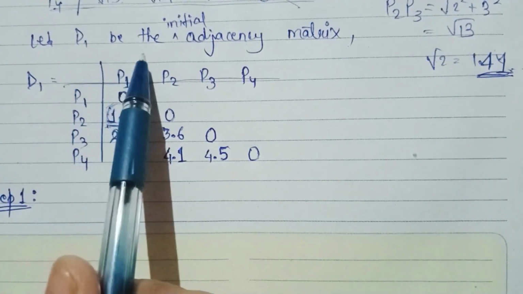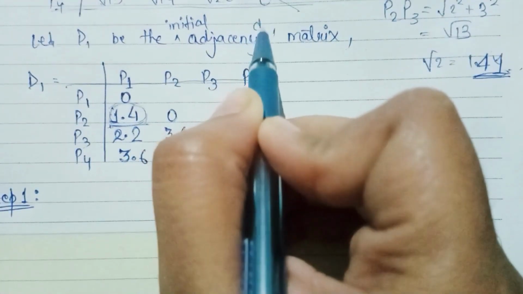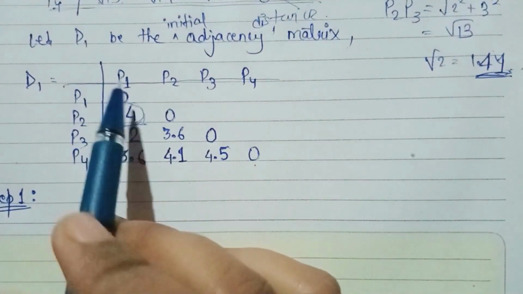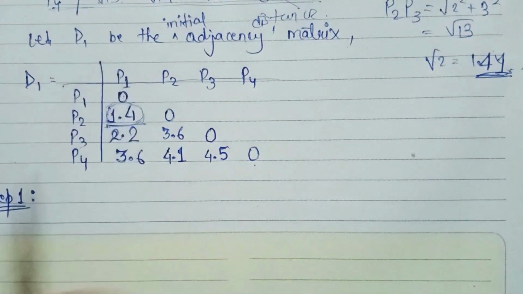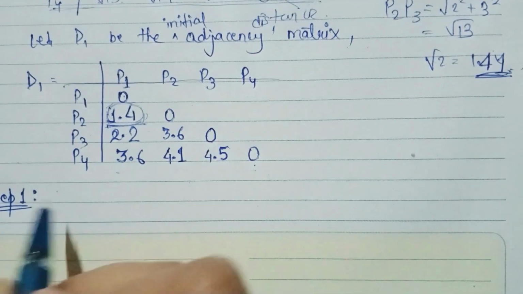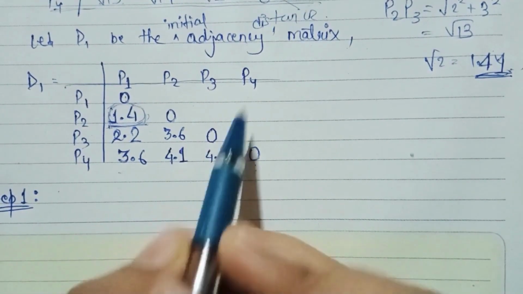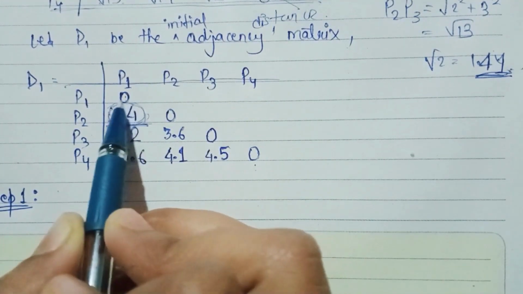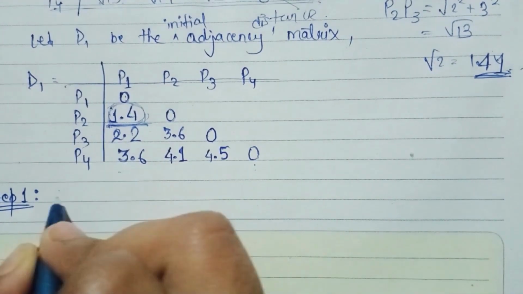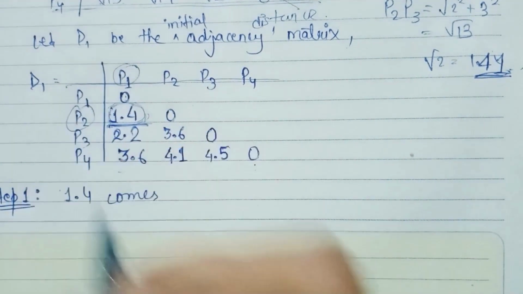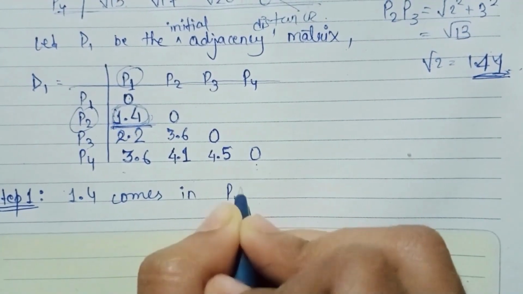Now let D1 be the initial adjacency distance matrix. I just wrote the above matrix into this, and I just write the values of root 2, root 5 and so on. Now our first step is to check for the least non-zero value in this matrix. So here we can say that 1.4 is the least non-zero value in this matrix, and 1.4 comes in which cell? In the P1 P2 cell.